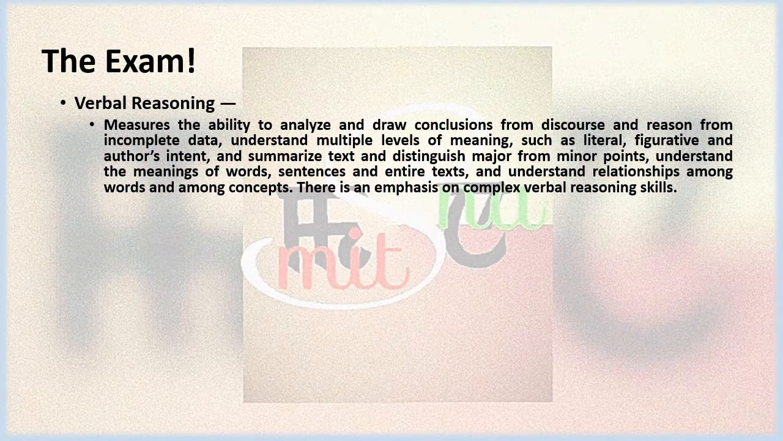The exam consists of 3 sections: the verbal reasoning section, the quantitative reasoning section, and the analytical writing section. First, the verbal reasoning. This section measures the ability to analyze and draw conclusions from discourse and reason from incomplete data, understand multiple levels of meaning, such as literal, figurative, and author's intent, and summarize text and distinguish major from minor points, understand the meanings of words, sentences, and entire text, and understand relationships among words and among concepts. There's an emphasis on complex verbal reasoning skill.